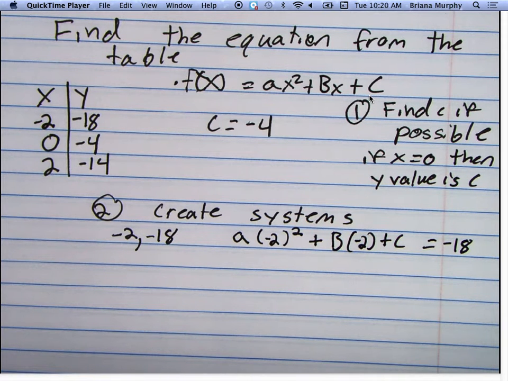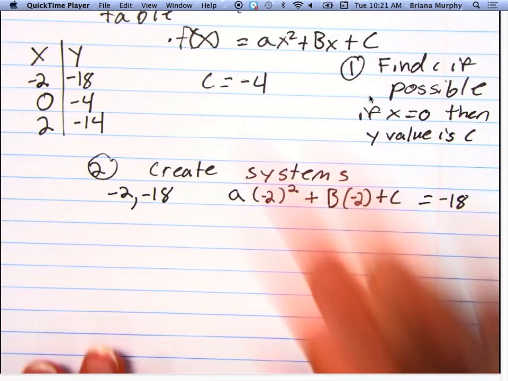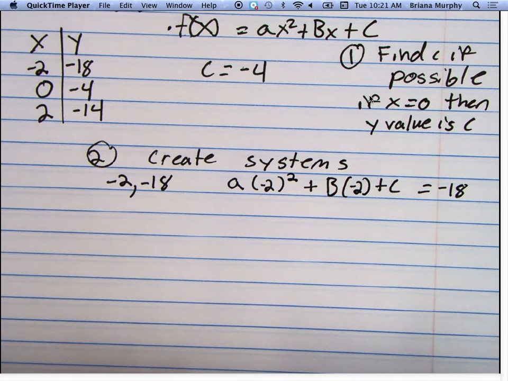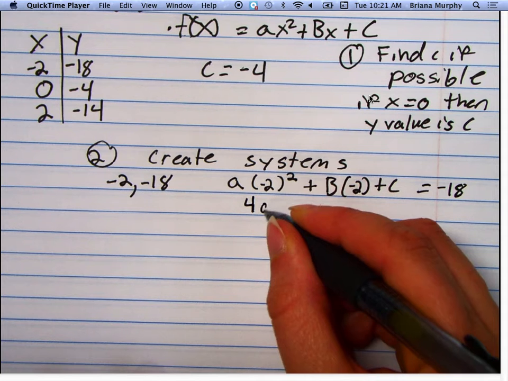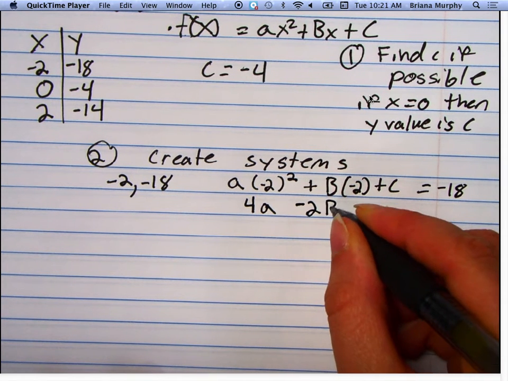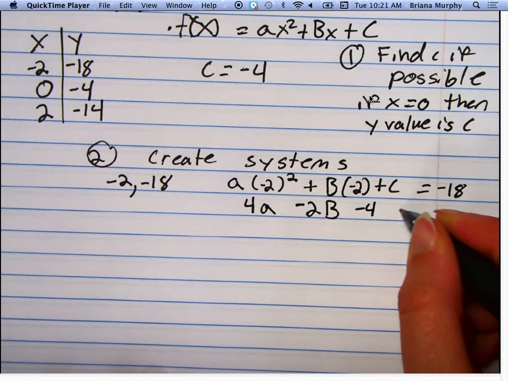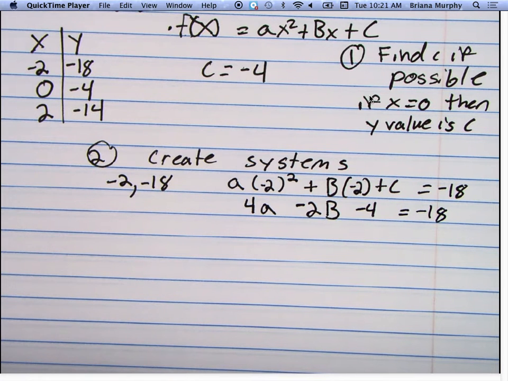Write this down. Every step I take, you should be writing down. It's very important. All right. Now I'm going to figure out what that is. -2 times -2 is +4a minus 2b. Let's put in our c, which is -4, equals -18. So there's one equation I'm going to use.